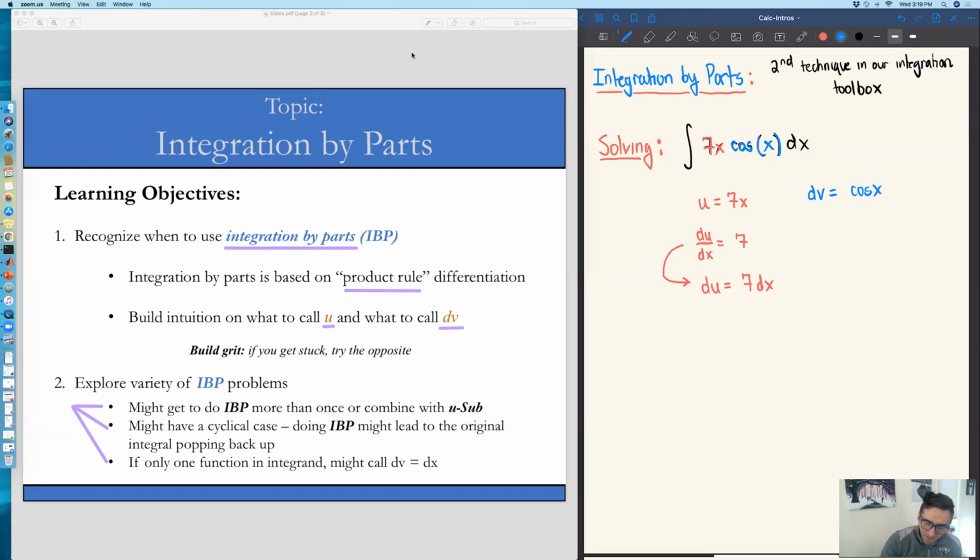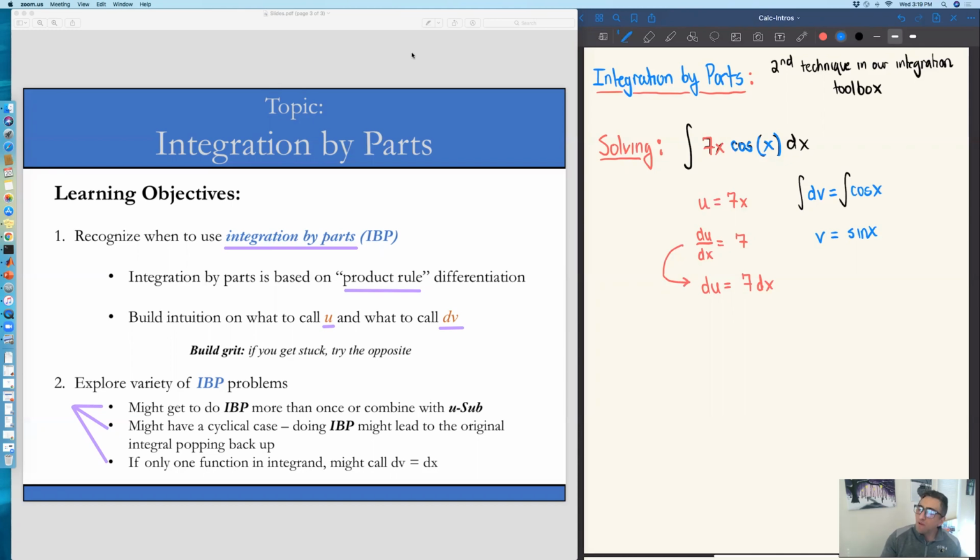Whereas this dv piece, what we're going to do is integrate both sides, so we get a v by itself. And the integral or antiderivative of cosine is just equal to sine of x. And now in this case, for integration by parts, we don't actually need a plus c here. So at this junction, we have our u, we have our du, we have our dv, and we have our v. So we're ready to recombine all of those four characters using our integration by parts formula to give us an equivalent integral.